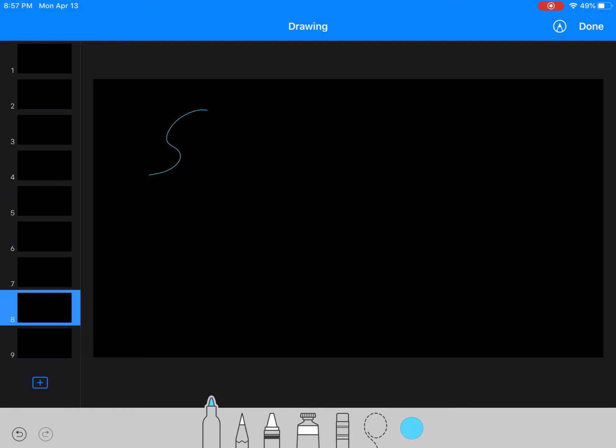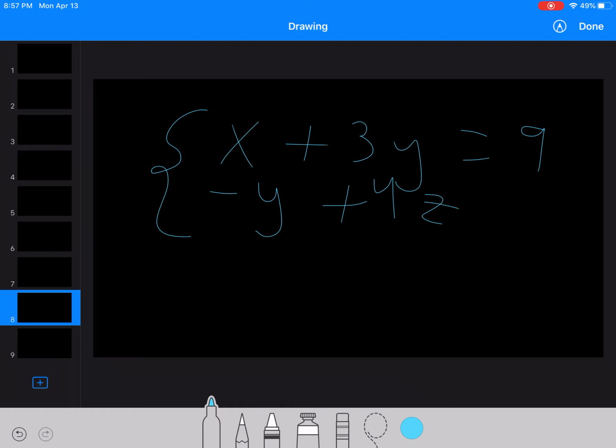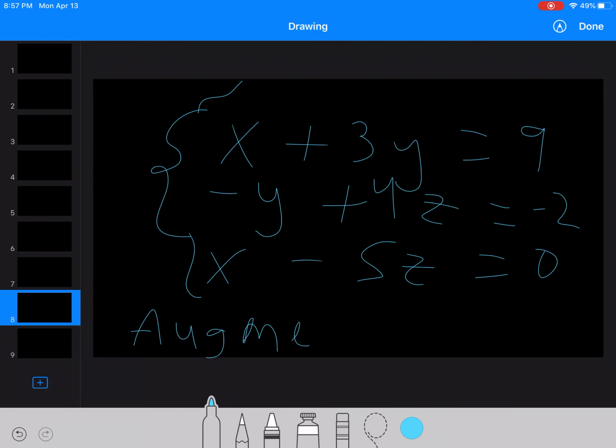So let's say I have this system of equations. I have x plus 3y equals 9, -y plus 4z equals negative 2, x minus 5z equals 0. Let's make that a little bigger there. All right, so here's our system. We want to write it in augmented form. Basically we're turning this system into a matrix.